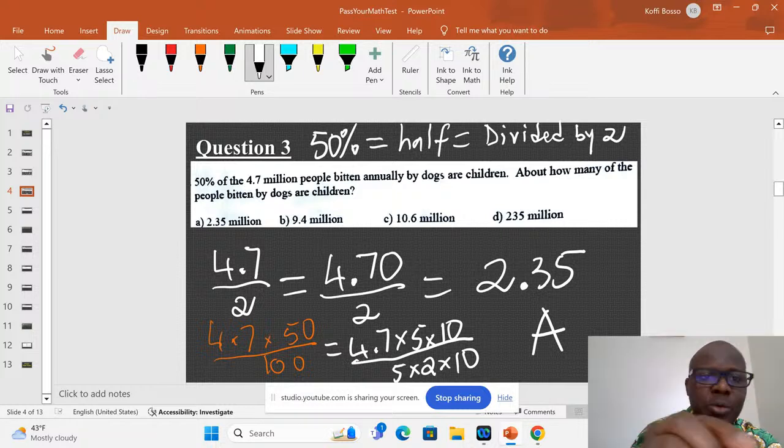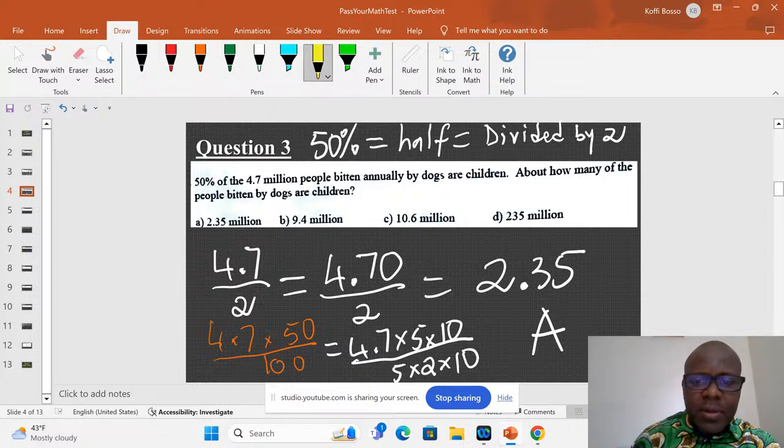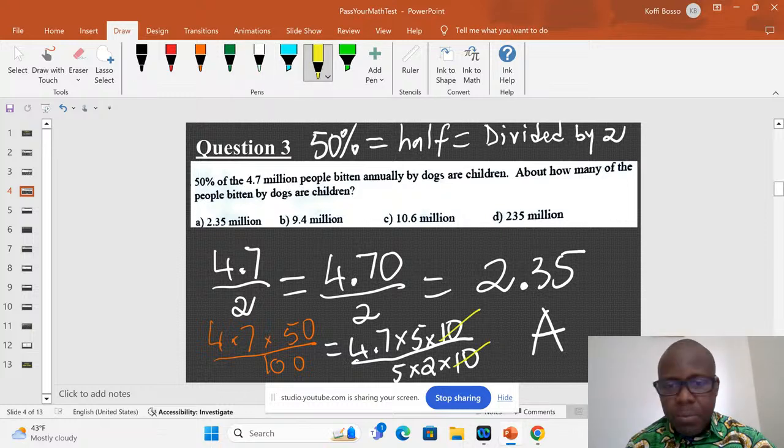So you'll see that after you do this, you're going to have the 10, which we can cross out. Perfect. We can cross out the 5. So what is left is 4.7 divided by 2. But keep in mind that every time you see 50% of something, that means it's a half. It's like we're going to see later 25% of something, so it's a quarter.